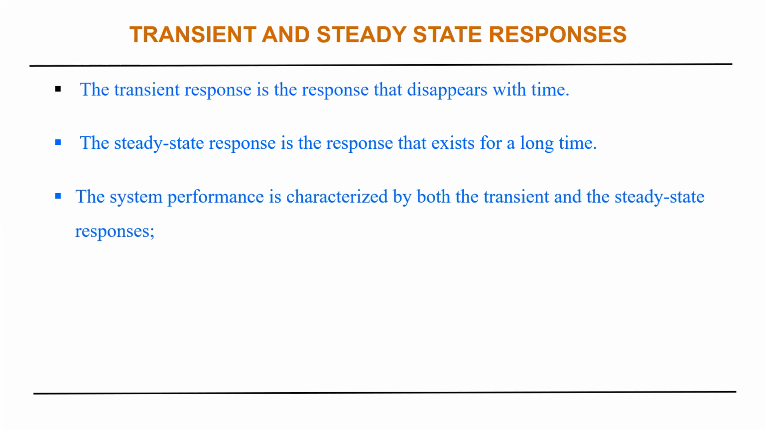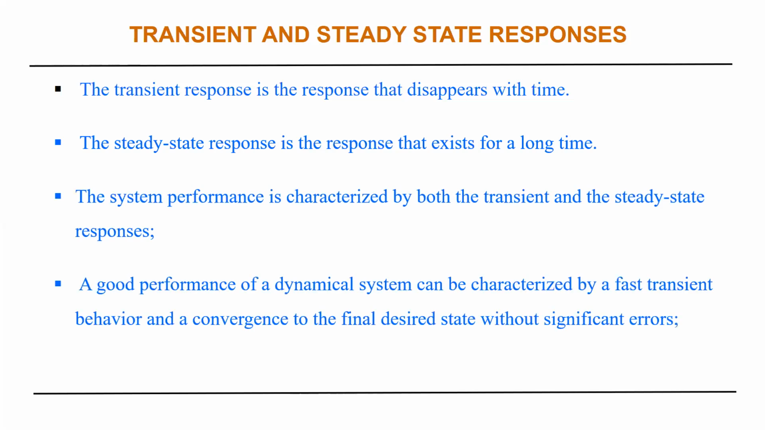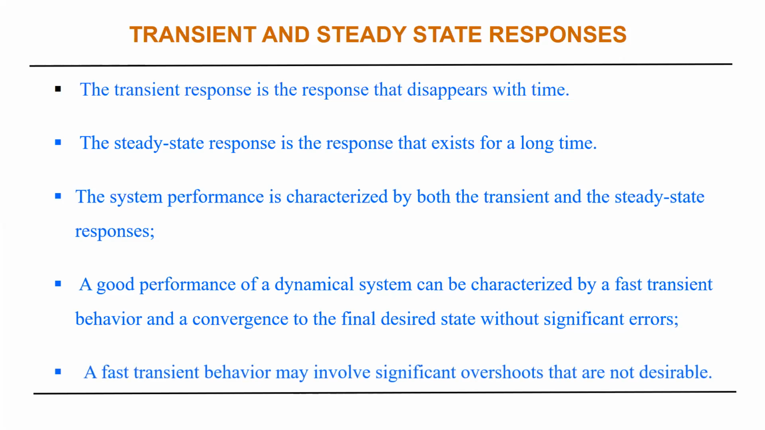The definition is not quite correct. The system performance will be characterized by both transient and steady state. So given specifications, how can I have a good response for the system? For a good response, I mean a fast transient and steady state without much error. A fast transient may involve significant overshoots, which is not desirable.